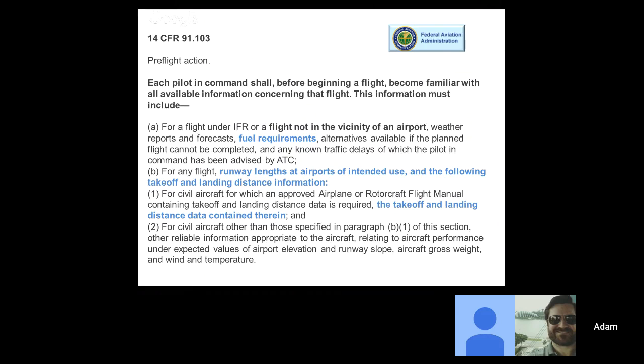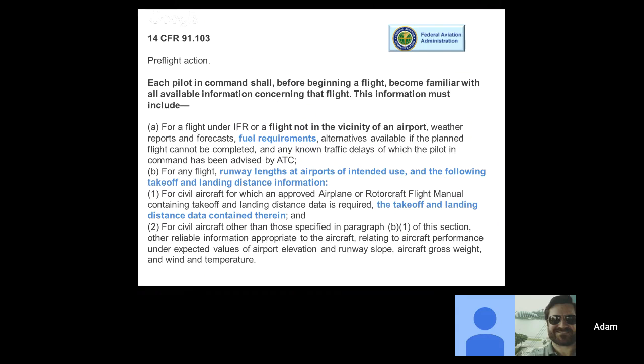But for a flight, IFR, or not in the vicinity of an airport, which means basically you're taking off from an airport and leaving, going somewhere else, you need to become familiar with weather reports, forecasts, fuel requirements, which we're going to talk a little bit about tonight. Alternate airports, so alternatives available if the planned flight cannot be completed, and any known traffic delays advised by air traffic control. It goes on to basically mention that the pilot has to become familiar with runway lengths and takeoff and landing distance. We're going to learn in a little bit why that's important.